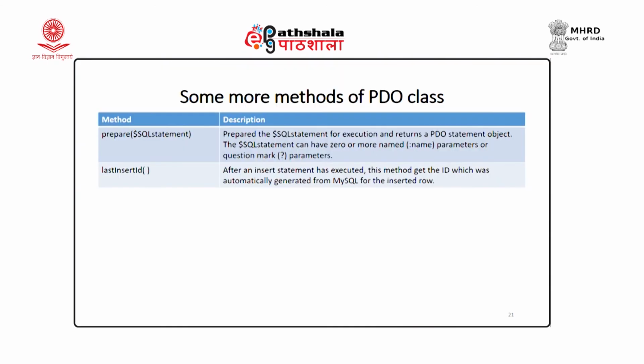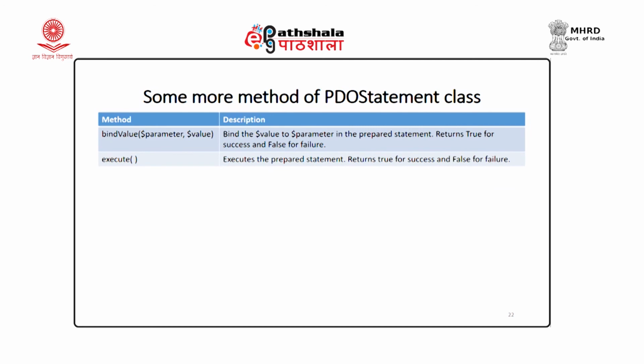So, these two methods are, one is prepare, and in prepare you have to write the SQL statement. It prepares the SQL statement for execution and returns a PDO statement object. The SQL statement can have zero or more names, means column names, with prepare, or you can use a question mark. And another method is last insert ID. After an insert statement has executed, this method gets the ID which has been automatically generated by MySQL for the inserted row.